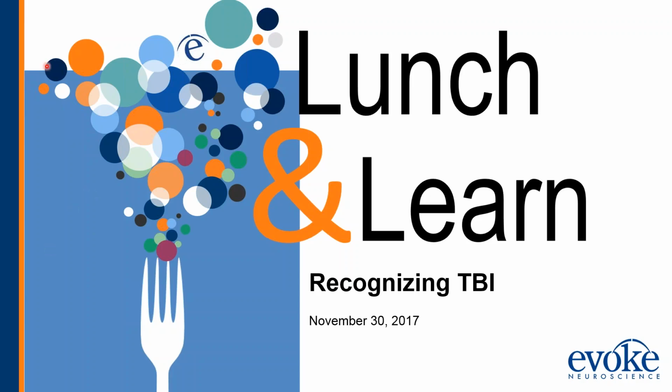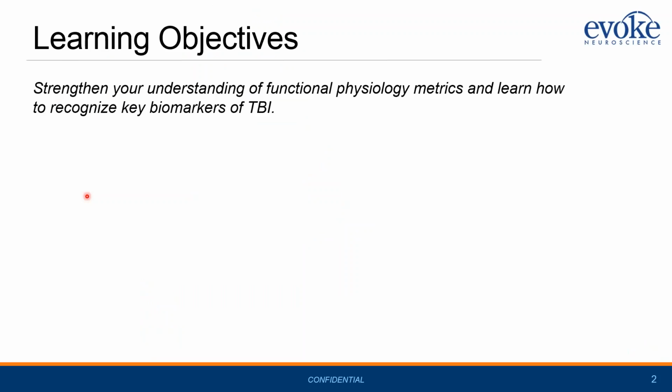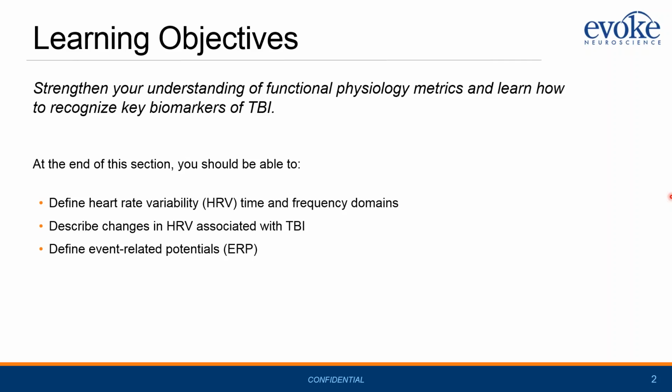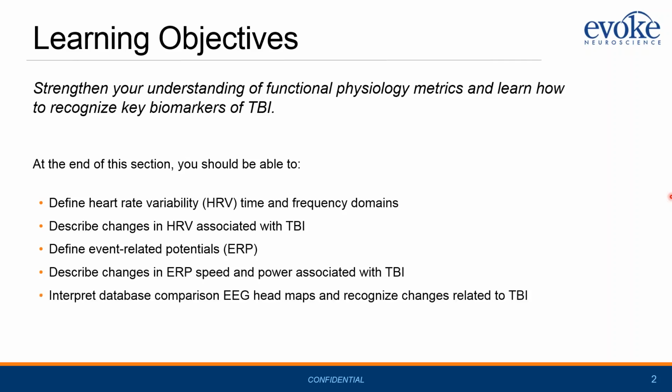So to get started, let's review our learning objectives for today. We'd like to strengthen your understanding of functional physiology metrics and learn how to recognize key biomarkers of TBI. So at the end of this section, we want you to be able to define heart rate variability, and that includes the time and frequency domains, describe changes in HRV associated with traumatic brain injury, define event-related potentials, that's our brain processing speed, and describe changes in ERP speed and power associated with TBI.